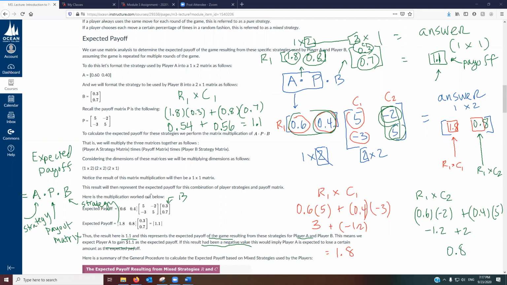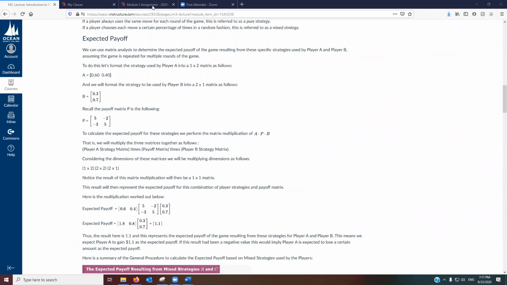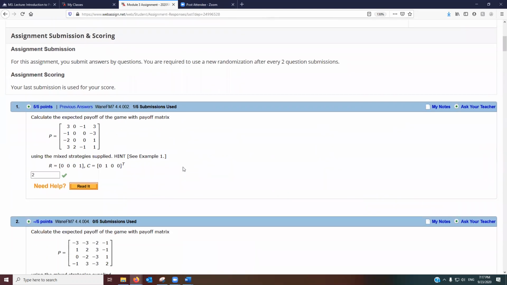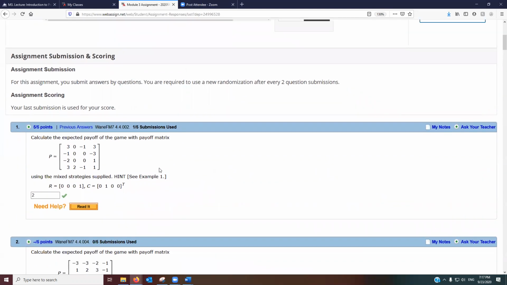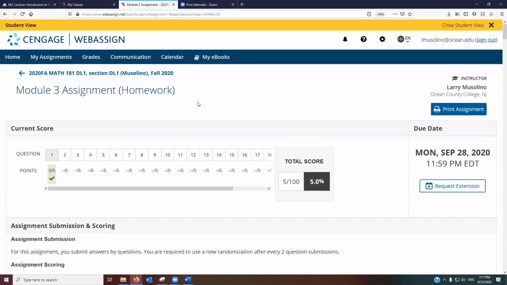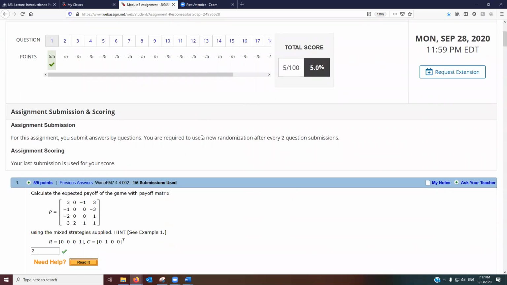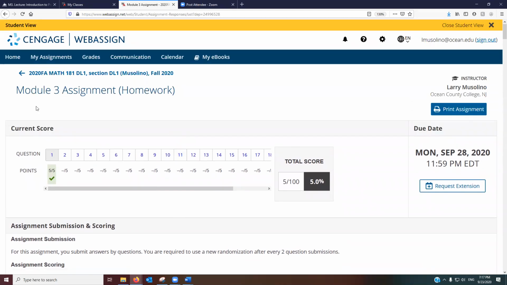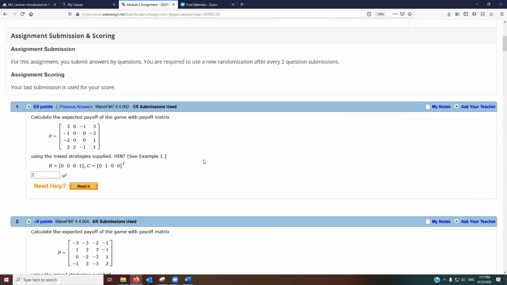All right, let me go to the discussion board for a second. Actually, let's go to WebAssign. Why don't we do an example in WebAssign? Let me go to WebAssign, and let's do a couple of examples here. So let me go to the first example. I'm sorry, this is the section 4.4 homework. And module 3 homework, right? We call it module 3, cover section 4.4. Let's go to problem 1.